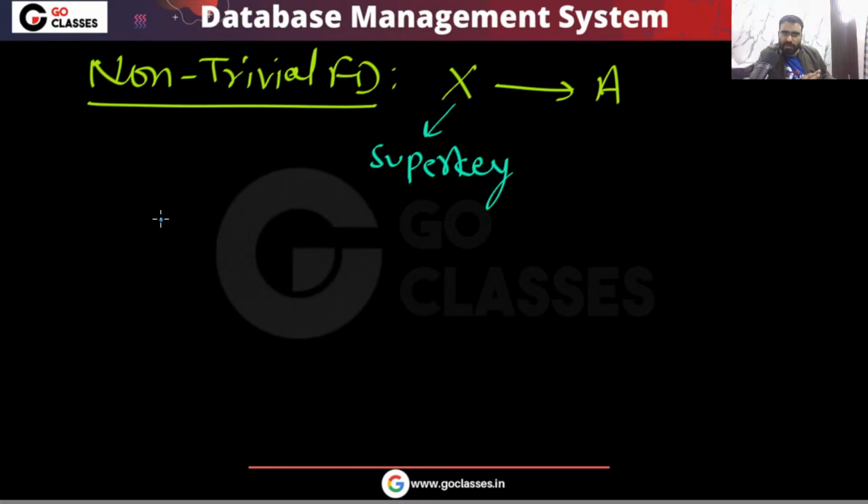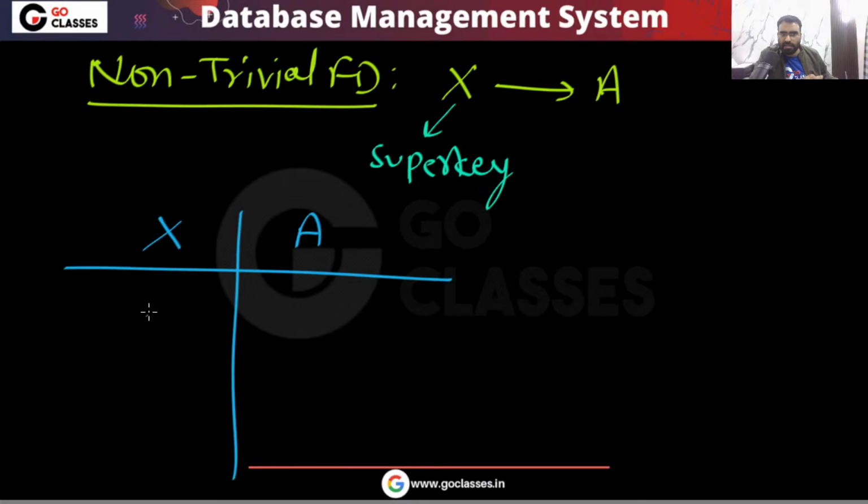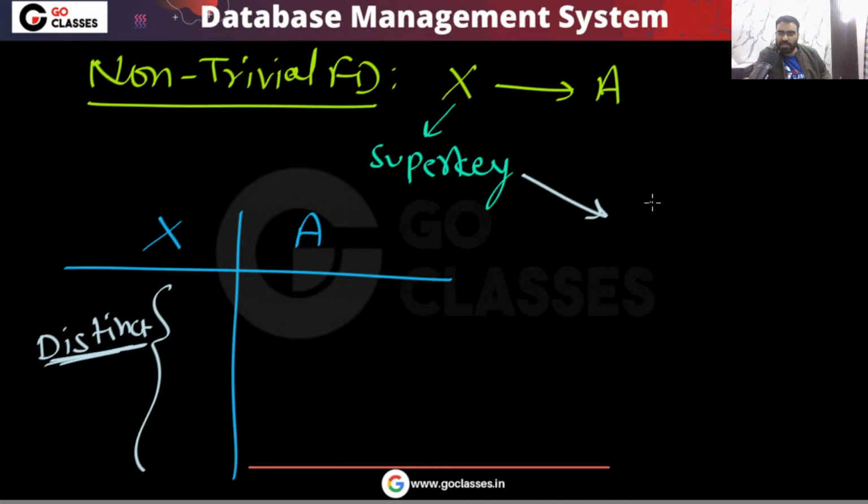The reason is very simple, very intuitive: if X is a super key, then X cannot repeat in any two tuples. Yes or no? In any two tuples, the X value can never repeat. Do you agree with me? So all these X values will be distinct. Yes or no? Because X is a super key, it cannot repeat in any two tuples.